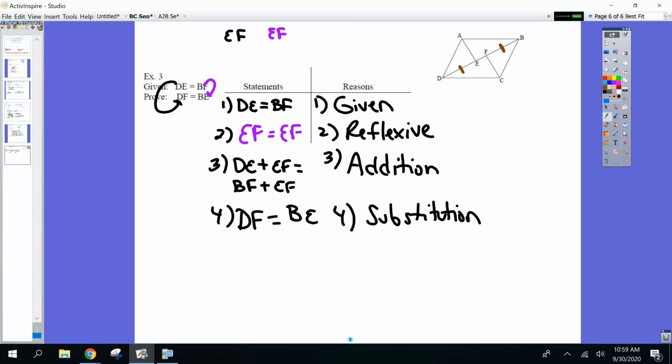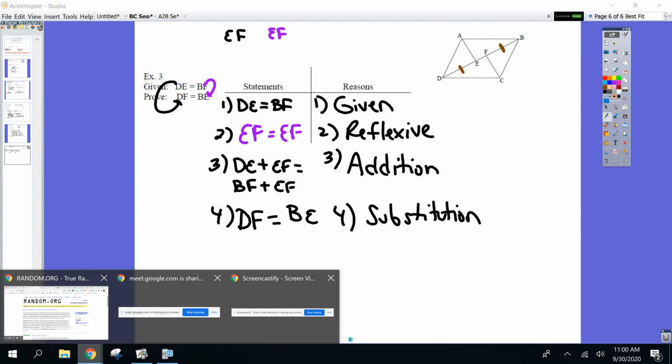Sophia, it's kind of like this. It makes sense in your head, but you just got to put a name to it now. Okay, which we're putting the name addition postulate to it. Okay? Yeah, thank you. Other questions?